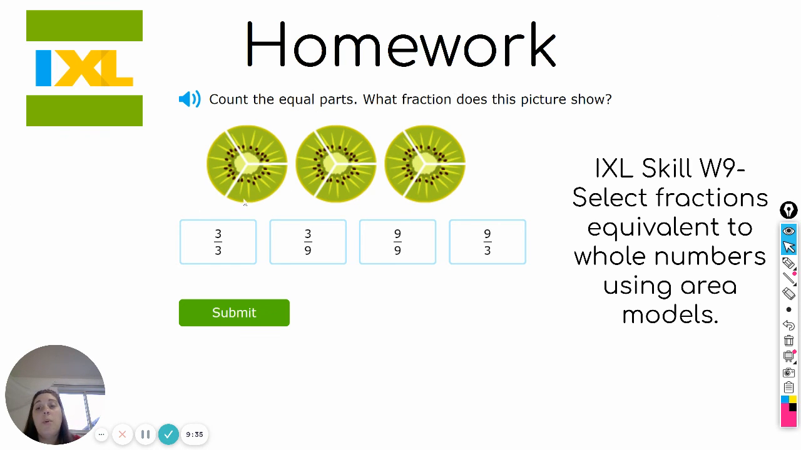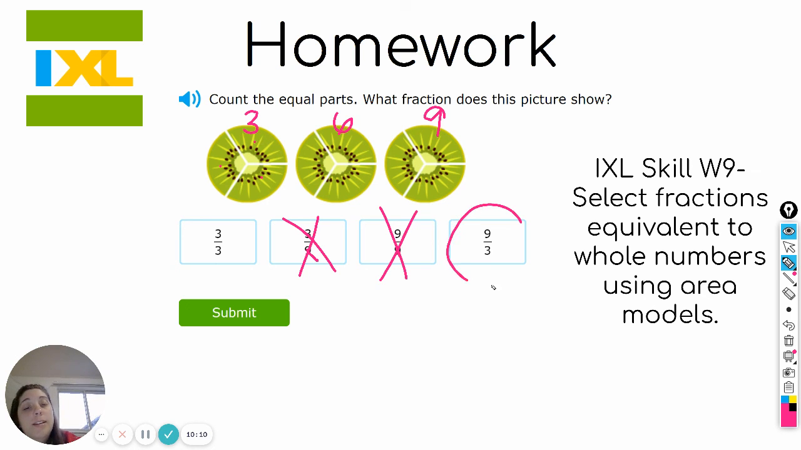Okay, so first I would look at one of the kiwis and see that it's broken into 1, 2, 3 pieces. So I know I need a denominator of 3. This has a denominator of 9, so it can't be that one. So it's going to be one of these other two because they have the correct denominator. Now I need to figure out how many pieces there are all together. 3, 6, 9. So my numerator should be 9. My fraction would be 9/3. There are 9 pieces all together, and they're broken into groups of 3. Okay, go ahead and get started.